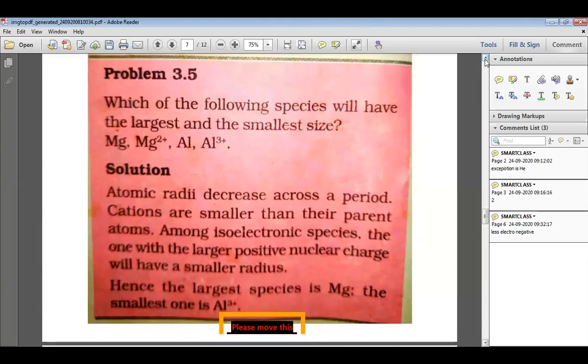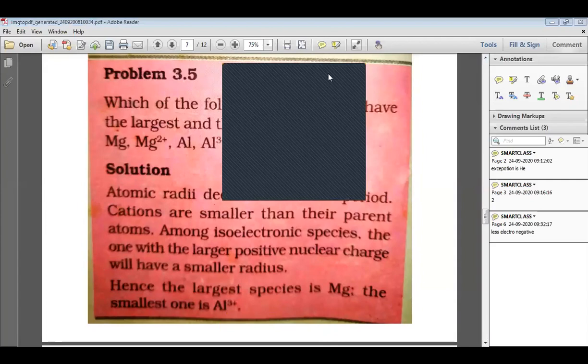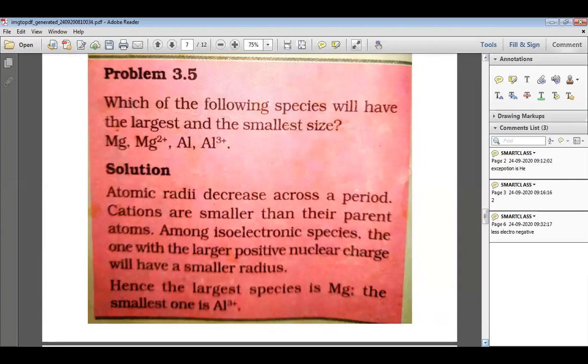Please do not delay. Mukund Soni, good morning. Good morning, sir. Mukund, good morning. I just want to know, revision of which topic, Mukund? Chapter 3, periodicity in properties. Okay, periodicity in properties. Fine.